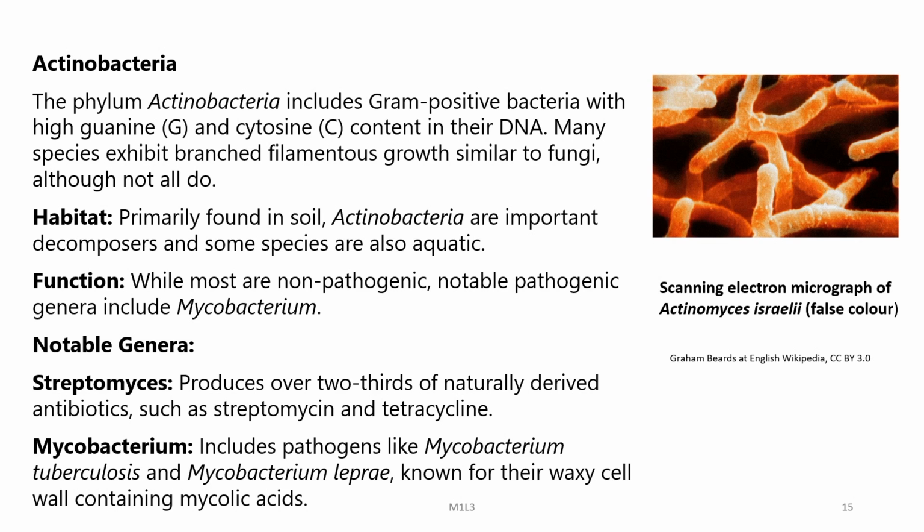Their function includes mostly they are non-pathogenic, but there are certain pathogenic genera which includes Microbacterium, and some of the famous examples are Streptomyces, which produces over 2/3 of naturally derived antibiotics such as streptomycin and tetracycline, making it a very important species and genera. Then we have Mycobacterium. This includes pathogens like Mycobacterium tuberculosis and Mycobacterium leprae, which are known for their waxy cell wall and containing mycolic acids.